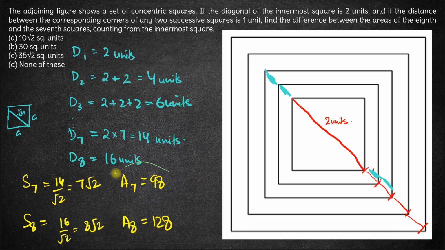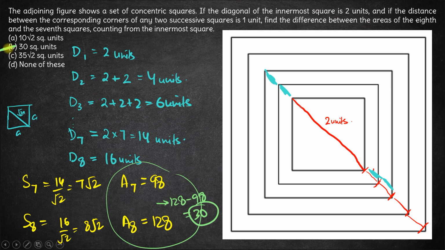So the difference in areas will be, the required difference is 128 minus 98, which is 30 square units. So the difference between the areas of 7th and the 8th square is option B, 30 square units.